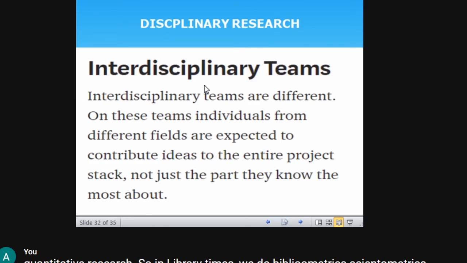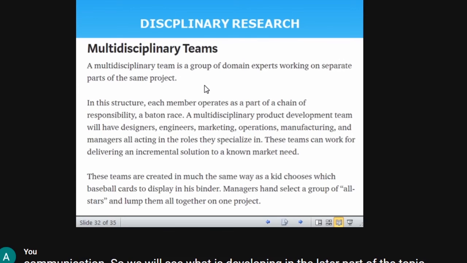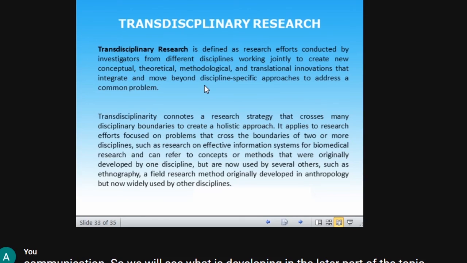So interdisciplinary teams are different from multidisciplinary. How? On these teams, individuals from different fields are expected to contribute ideas to the entire project, not just a part. Remember that, it's not just a part. They will integrate both disciplines. In some cases they could form a new discipline also. A new discipline may also emerge, and the same research topic may require more than one methodological approach. So this is the difference between interdisciplinary and multidisciplinary.